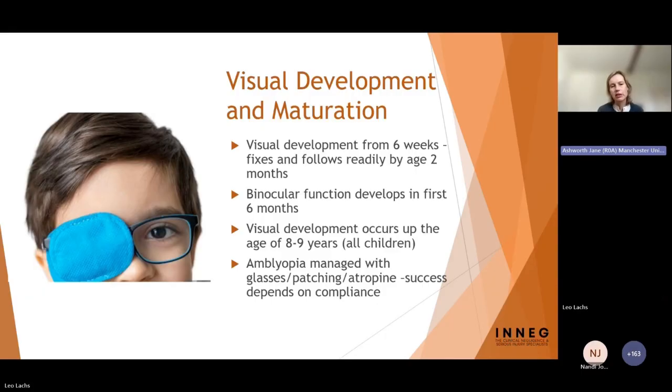So during that time, if there's something that interrupts visual development, which could be an uncorrected need for glasses or the presence of a squint or an injury to the eye, a child can develop amblyopia, where the visual development falls behind in one eye compared to the other. And this is managed, as you may know, with glasses, or if appropriate, patching or atropine eye drops to penalise the better eye. And the success in treating amblyopia depends on how well the child is able to wear the glasses and how well the patching is adhered to.